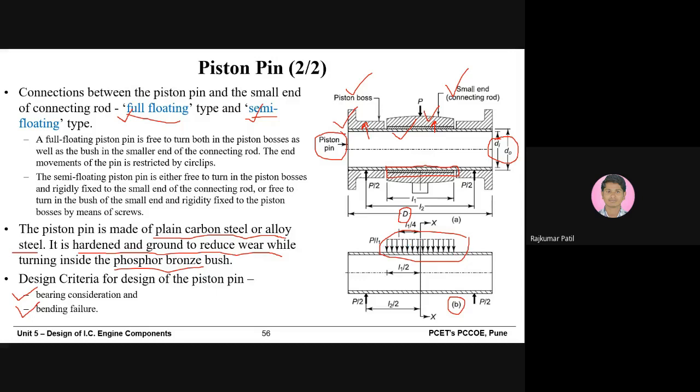And due to this force, you will see the reaction in the piston boss. As you know that both end positions have a piston boss, so reaction P by 2 you will see at one end, and the remaining half force, that is P by 2, you will see at the other end in order to have an equilibrium condition. And if we consider these forces, it will be a bending force. So we will start with the bearing consideration.